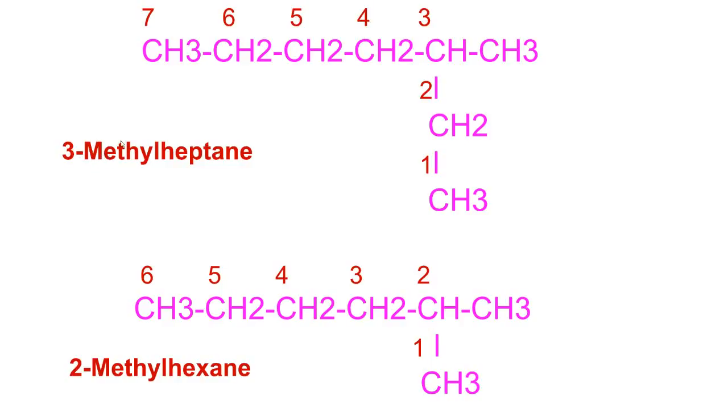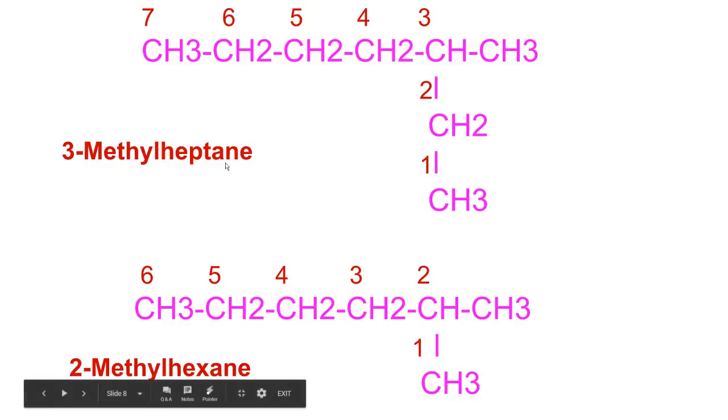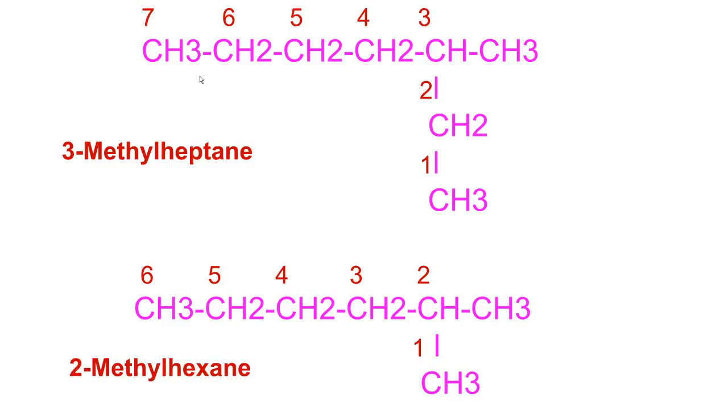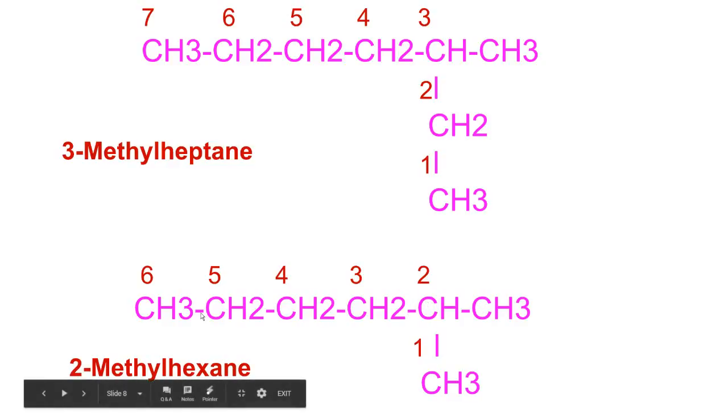The systematic names of these two compounds are 3-methylheptane and 2-methylhexane. In this case, the longest continuous chain is 7 carbons, so this is heptane, and on the third carbon, a methyl group is located, so this is 3-methylheptane. But in this case, the methyl group is located on the second carbon, and the longest chain consists of 6 carbons, so this is 2-methylhexane. I hope this is clear up till now.